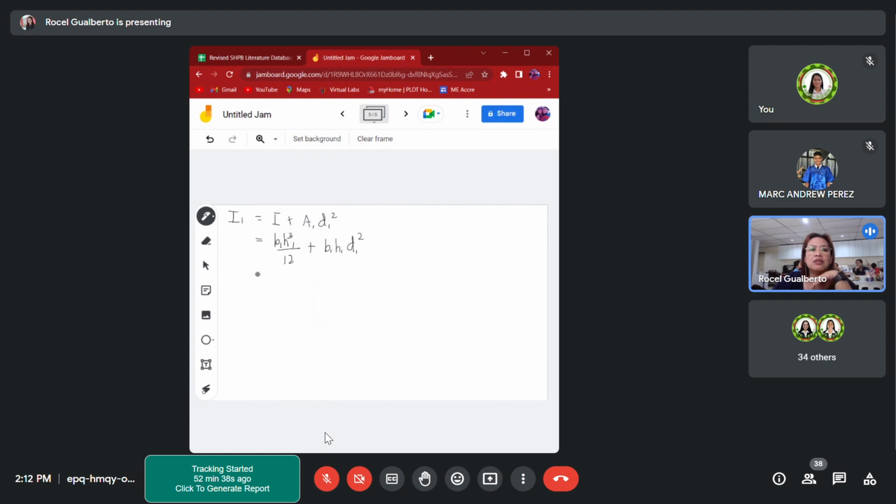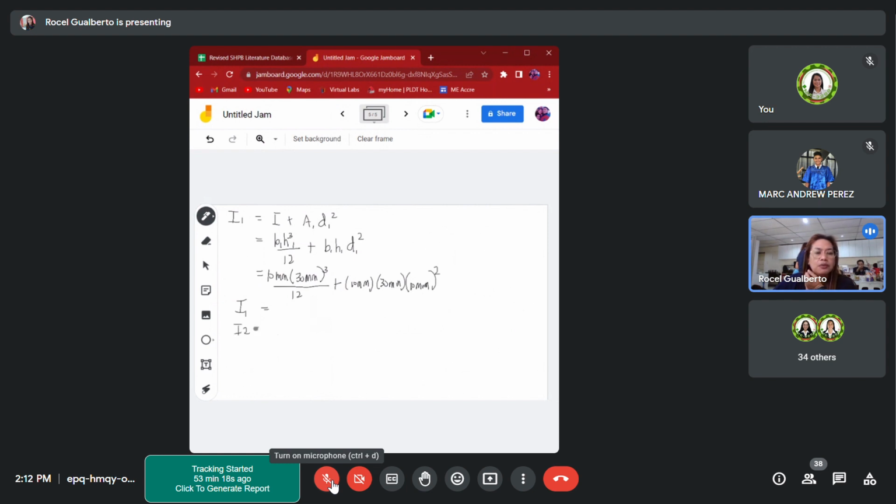Okay, so let us substitute now. This is 10 mm. H is 30 mm raised to the third divided by 12 plus, now there, 10 mm. H is 30 mm. What is our D1? 10 mm, squared. Kindly compute I1. For others, you can also put the value you computed in the chat box. So what is the value of I1?